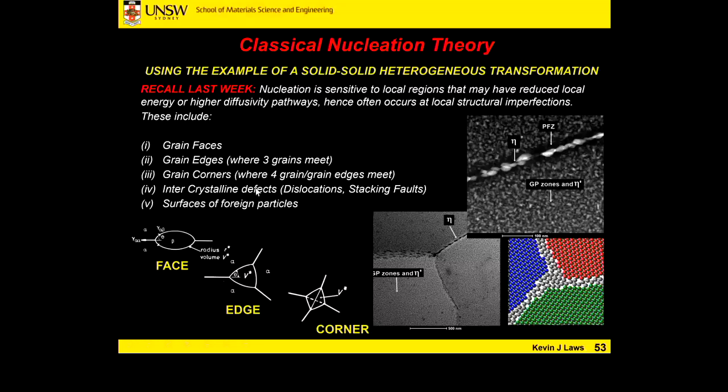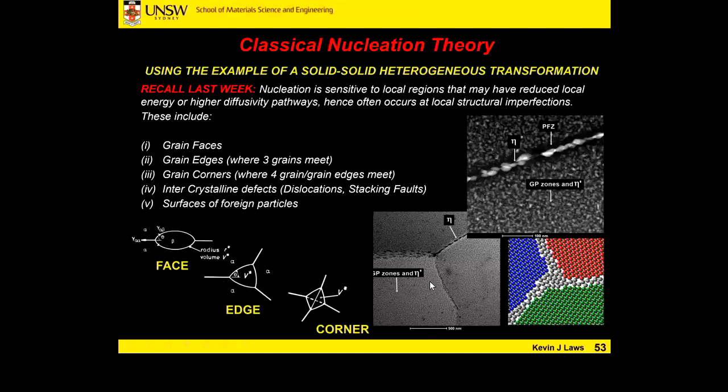We also see nucleation happening at intercrystalline defects. The likeliness is much, much lower because these defects are very, very small. An intercrystalline defect such as a dislocation or a stacking fault is essentially one atomic layer, one atomic plane, so it's very, very small. Or a vacancy, which is essentially just one atomic site. These sorts of sites would be responsible for the precipitation of things within the grain.